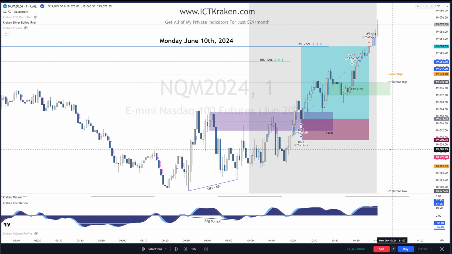Okay, so that is your AM Silver Bullet for Monday, June 10th, using the Kraken suite of indicators.